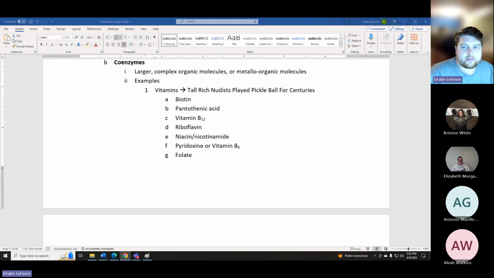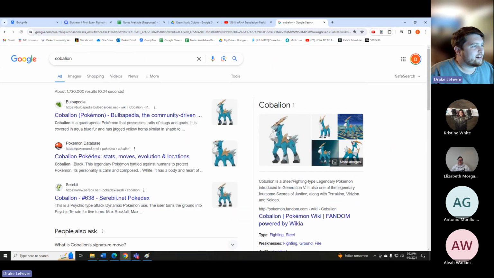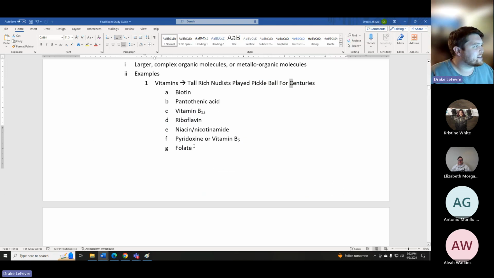Which makes me think of, I don't know if any of you played Pokemon. Cobalamin reminds me of this Pokemon. Don't know why. It just does.